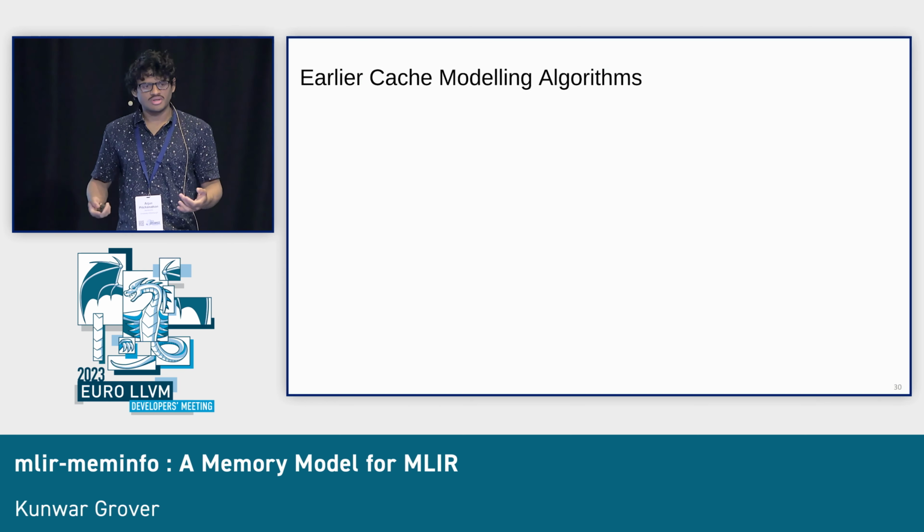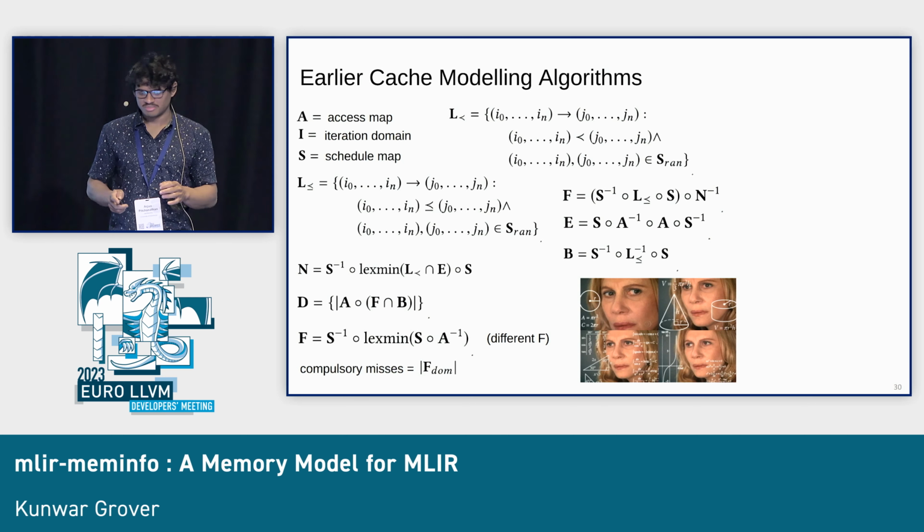Now, there was some earlier work in the literature on this. I'm not going to go into the details, but basically you set up some sets A, I, and S, you take the whole program and turn it into this gigantic formula in Presburger logic, and then you do various manipulations on them. You create these sets L, F, E, B, N, D, F again, and you find out the compulsory misses. So it kind of ends up like this meme here.